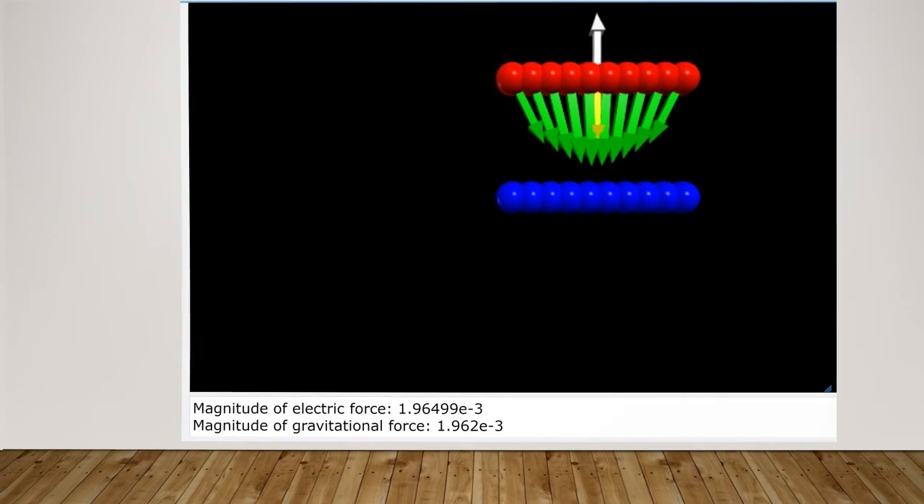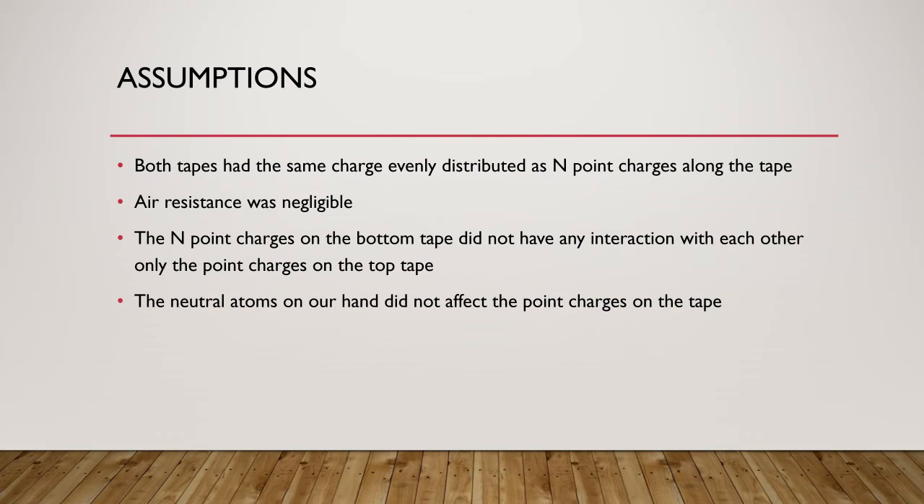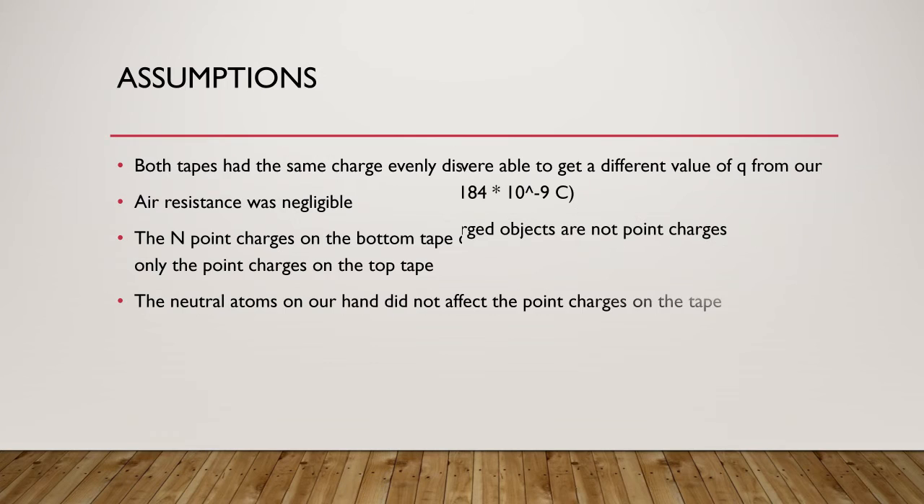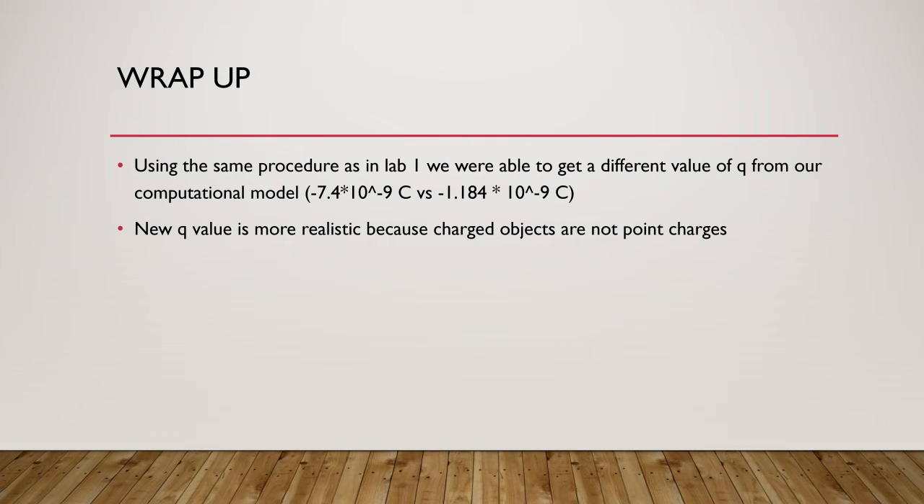Now, of course, our lab did rely on some key assumptions. We assumed that both tapes had the same charge evenly distributed as n point charges along the tape. We assumed that air resistance was negligible. Another assumption was that the n point charges on the bottom tape did not have any interaction with each other, only the point charges on the top tape. And finally, the neutral atoms of our hand did not affect the point charges on the tape.